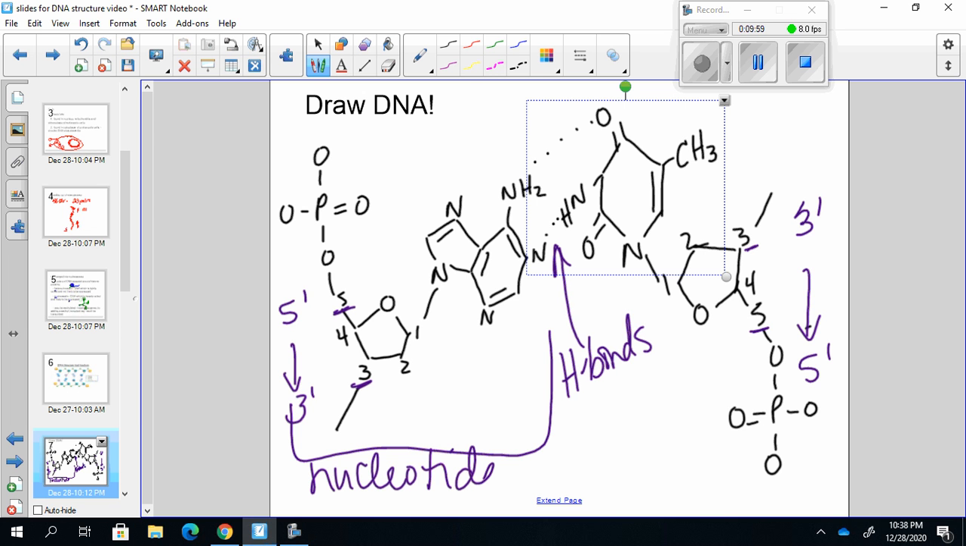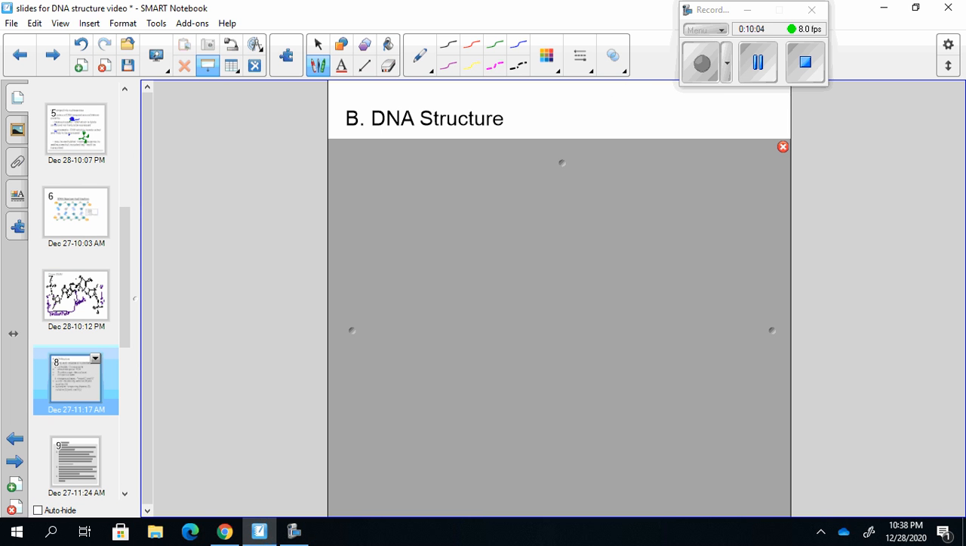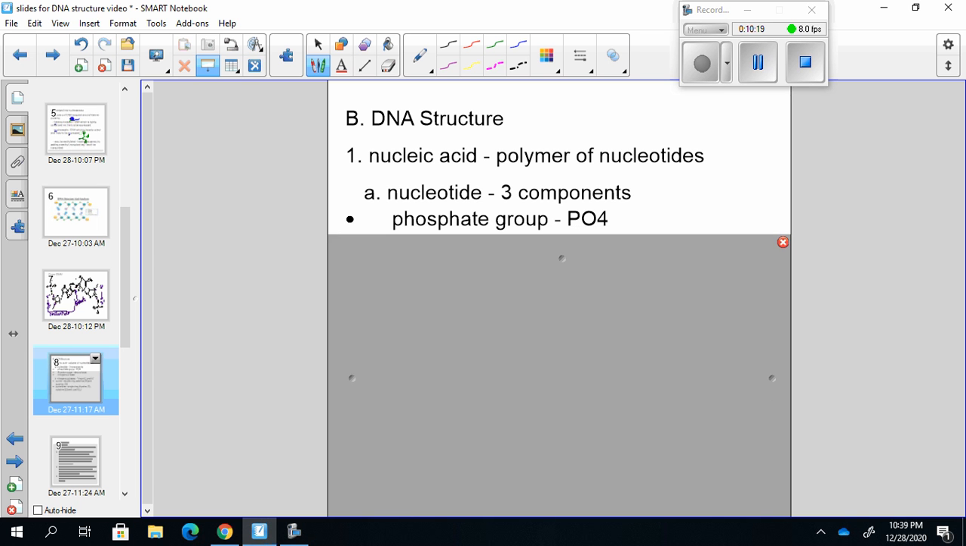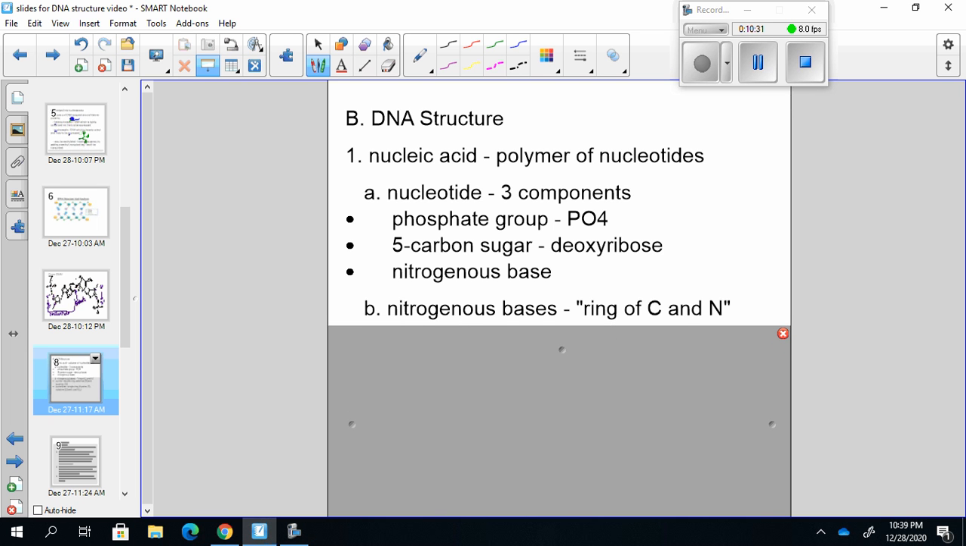So I know you want to add all that to your notes. So I organized this all. I know you might have to slow me down, but you can always just pause to add this to your notes. So DNA structure, it's a nucleic acid, which means it's a polymer of nucleotides. Every nucleotide has those three components we were just talking about: a phosphate group, a 5-carbon sugar, and a nitrogenous base. And that's why DNA is negative too, because those phosphate groups with all those oxygens on them tend to be very negative.